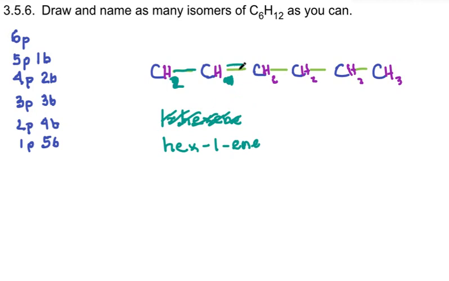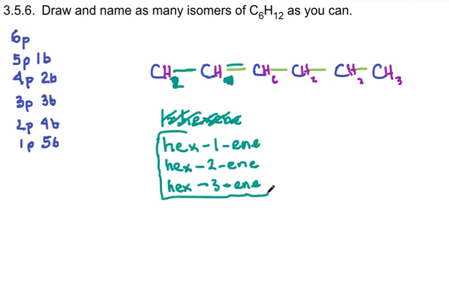I didn't update the numbers, but the double bond could be any place in this molecule and that would still work. So we would get hex 2-ene. We could put it here and get hex 3-ene. Could we put it there? No, because if we numbered from the other end, that would just be hex 2-ene again. So it would go 1-ene, 2, 3, 2, and 1 again, depending on the location. These 3 here are valid isomers for C6H12.